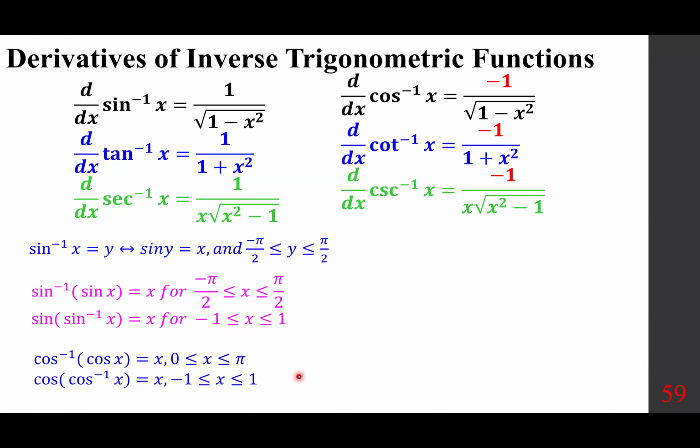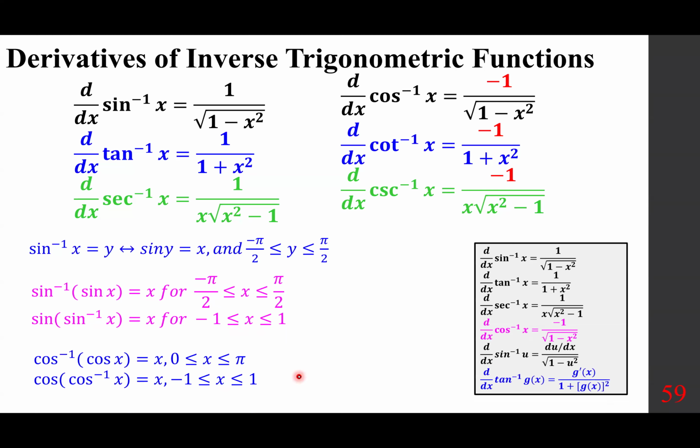Same thing with the cosine inverse. I'm reminding you of that, and that is the synopsis of what you see. Now, instead of sine inverse of x, if we happen to have sine inverse of u, then you change the x to u, but the 1 is du/dx. The reason this is 1 is the derivative of x, so you put du/dx and the rest of it. Or, for example, tan inverse of g of x, you put g prime of x.